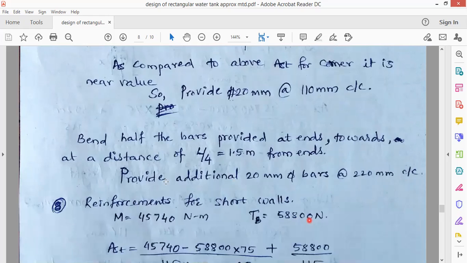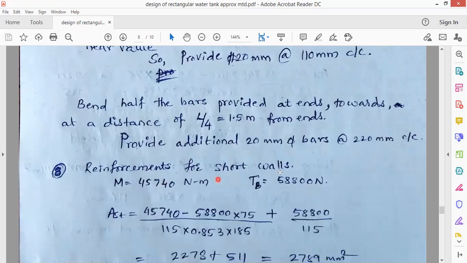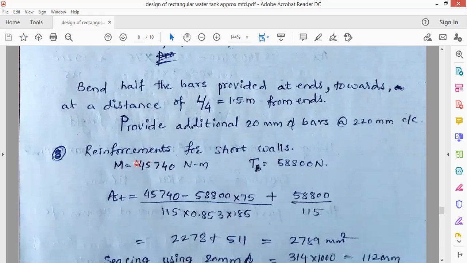Similarly, we can calculate the reinforcement required for the short walls. So students, remaining calculations we will take in the next class. Before that, go through these calculations once again, and next we are going to study the reinforcements for the short walls and the reinforcement to be provided for the cantilever action for a height of 1 meter from the base slab. Thank you.